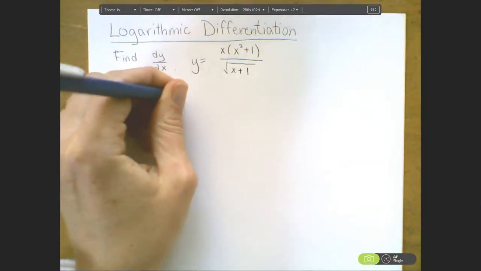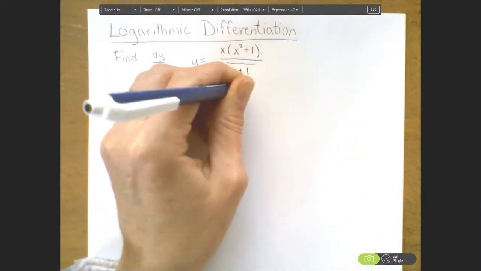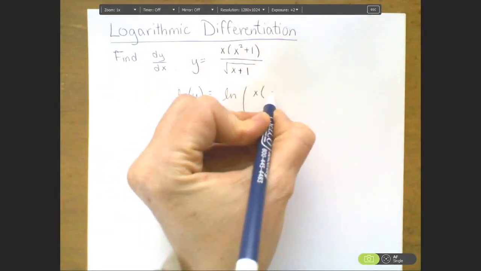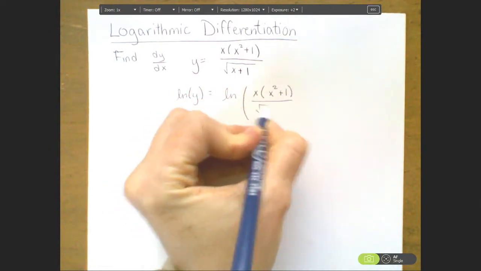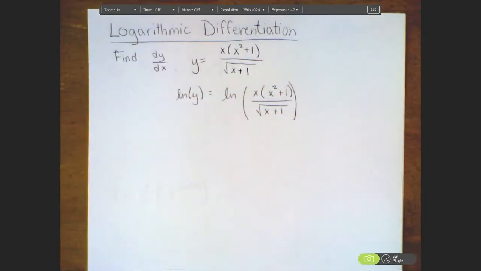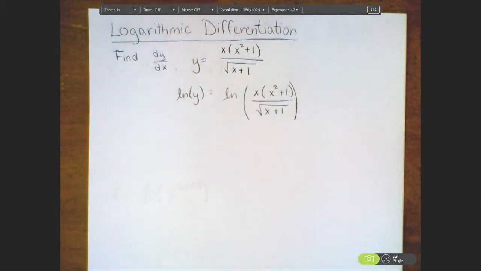So we're just going to take the natural log of both sides by applying it as a function to both sides of this equation. So I get the natural log of y on the left, and then I get the natural log of x times x squared plus 1 over the square root of x plus 1, the natural log of that big messy thing on the right. Why is this helpful? This is helpful because I can use natural log rules to be able to break this up into something that's a little bit easier rather than having to look at each of these pieces individually.